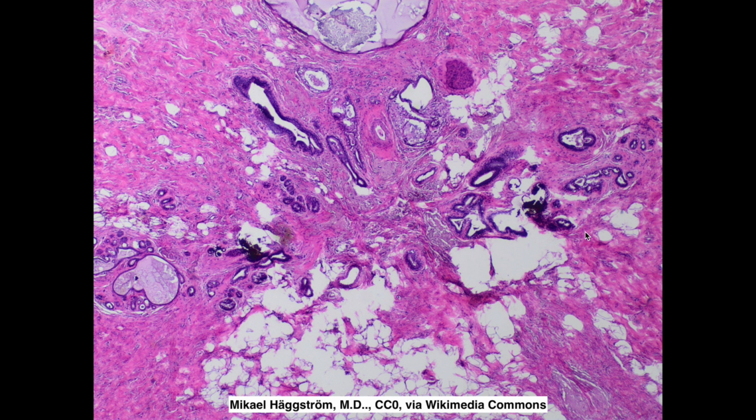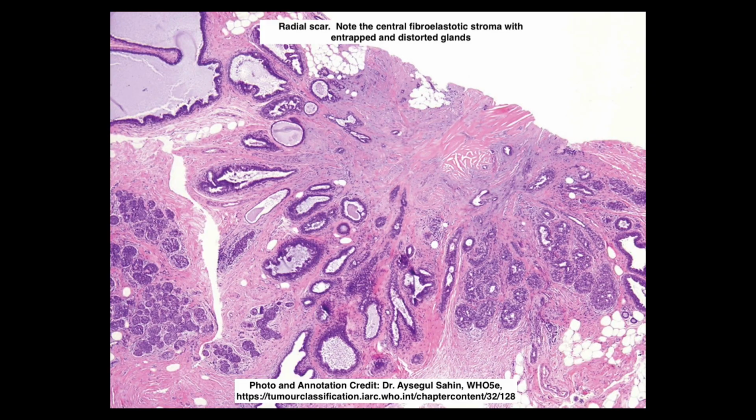So here is an H&E of a radial scar. We can see this kind of stellate outline, and we can see this fibroelastotic stroma with cystically dilated glands at the periphery of the lesion. And then the glands themselves are entrapped and elongated. And so this is a radial scar.